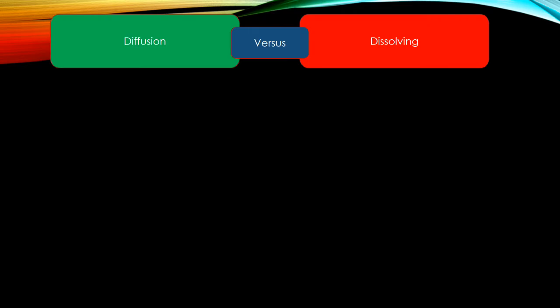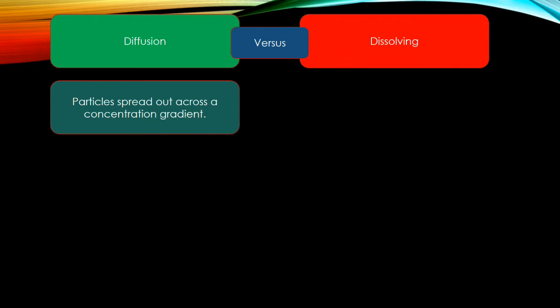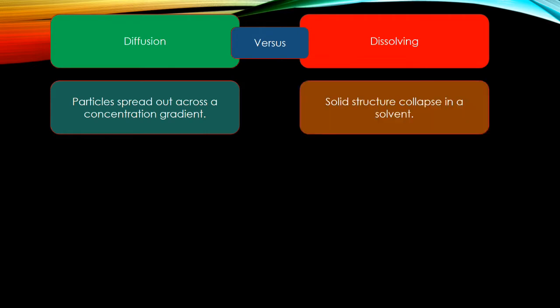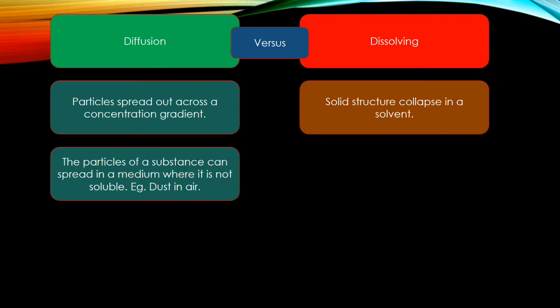Diffusion and dissolving. In diffusion, particles spread out across a concentration gradient, whereas in dissolving, the solid structure collapses in the solvent. During diffusion, the particles of a substance can spread in a medium where that substance is not soluble, and a very good example is dust spreading through air.